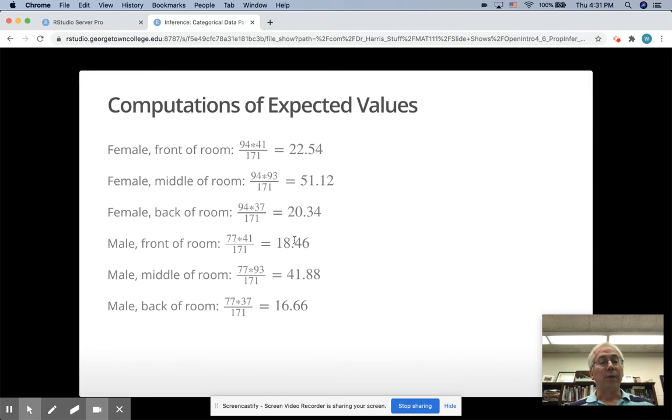I'm going to let you verify all these other expected values, but in each case, we're doing row total times column total divided by overall total. And so these are going to be the expected values for each response. For example, I would expect 51.1 females to say middle of the room and 20.3 females to say back of the room. Notice that these three numbers are going to add up to 94. So I'll let you stop this video if you need to, go ahead and try to verify that these are indeed the numbers that you would get if you follow that formula for each cell in the body of my table.